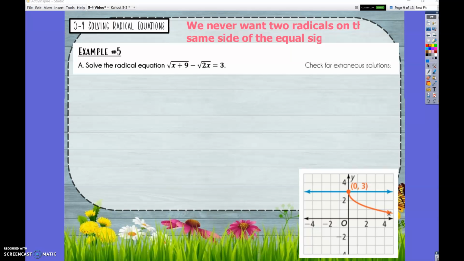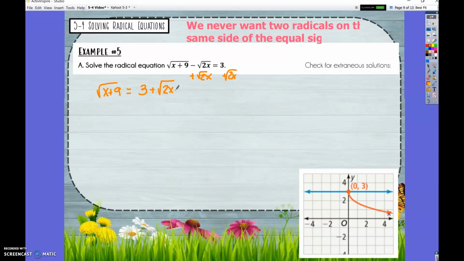Now you can see we're still solving radical equations, but now there are two radicals. And it got cut off a little bit here, but we never want to have two radicals on the same side of the equal sign. That will help us solve these a little bit better. So the first thing we're going to do is add this root 2x to both sides. That'll give us the square root of x plus 9 equals 3 plus root 2x.